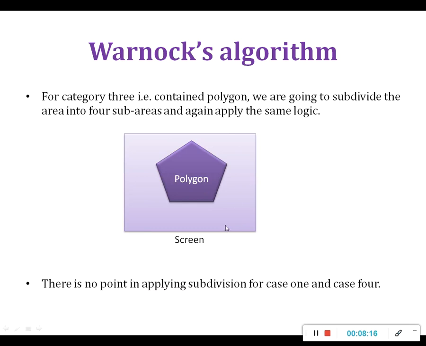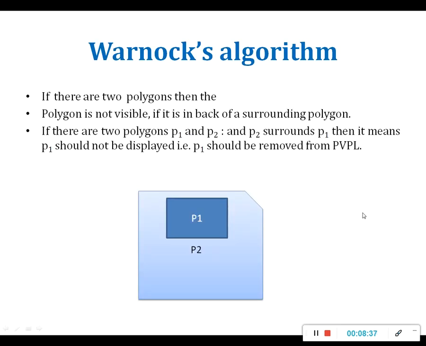What about case number 3? If the category is 3, that is a contained polygon, where the polygon lies totally inside your screen, then we are going to subdivide that area into 4 sub areas, and again we apply the same logic. Again we divide the area into sub areas likewise. There is no point in applying the subdivision algorithm for case number 1 and case number 4. There is no need to do that. So in this way we work in Warnock's algorithm with the 4 different categories of your polygons with your screen.